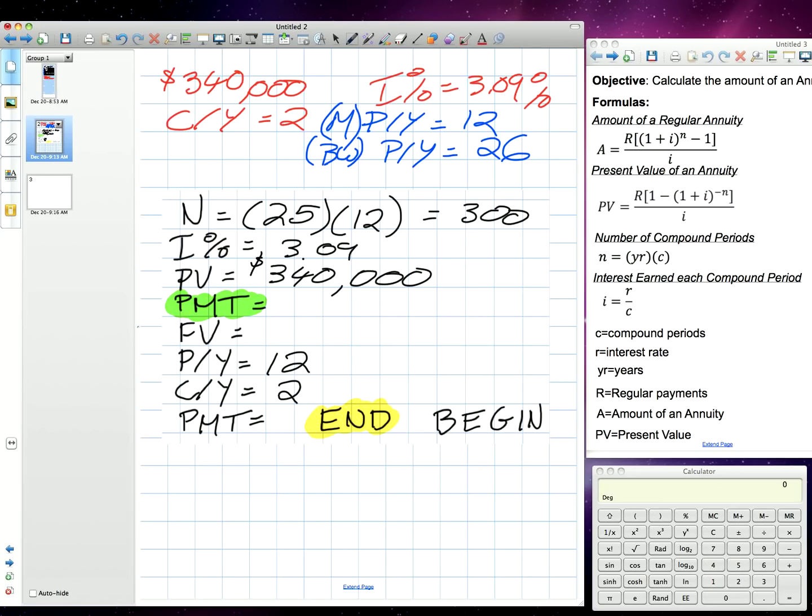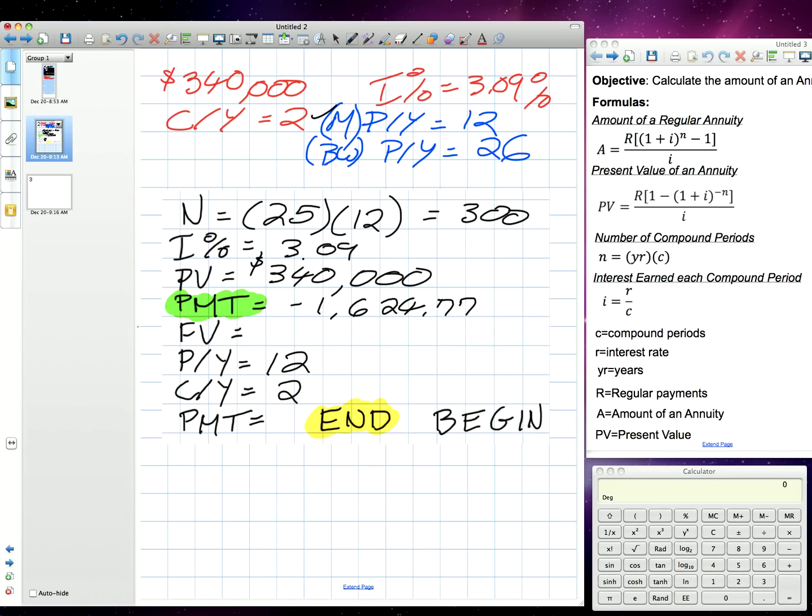We're going to hit alpha enter. What did you guys get as monthly payments? It's a negative number and it says $1,624.77. Okay, so that was for monthly. We're going to do the same thing with bi-weekly. So all we're going to do is change our number of payments a year.